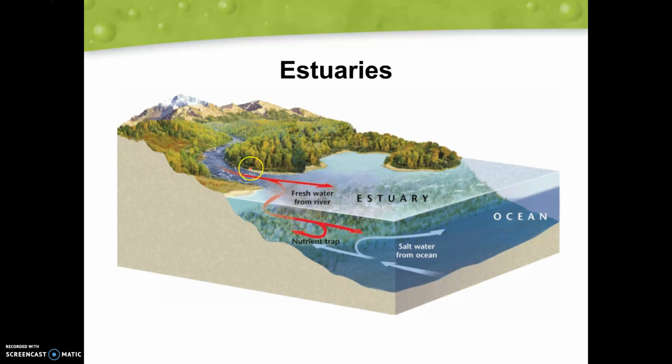So if we take a look, we see our fresh water coming in from the sea, salt water coming in from the ocean, and we're going to see these nutrient traps. And you can see all at the bottom here, a lot of plant life that's developing. We can also see this land that's surrounding our estuary here that is going to allow it to be protected from those harsh waves, from those harsh weathers that we'll see as well.